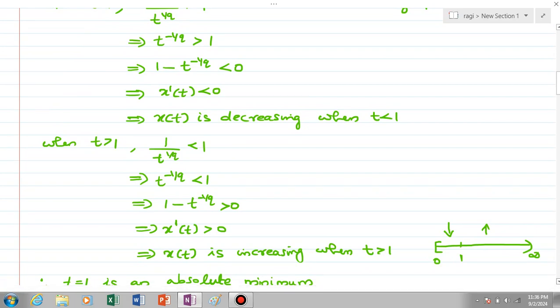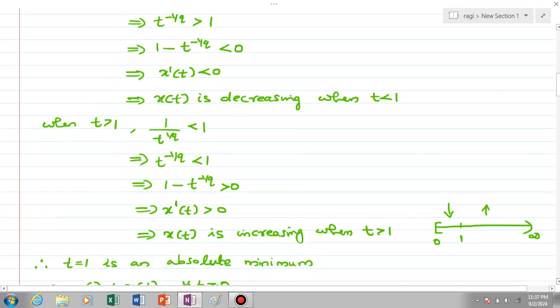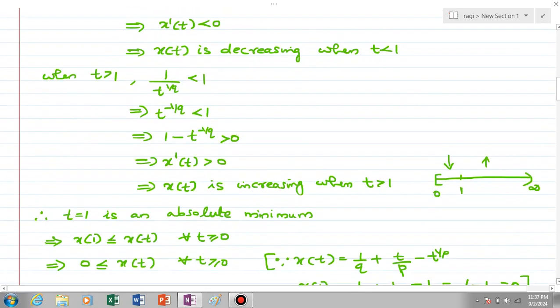On the right side, I have plotted the domain [0, infinity), and 1 is our critical point. On the left side we can see that the function is decreasing, and on the right side of 1 we can say that the function is increasing. So at the point t = 1, we have an absolute minimum. That is, t = 1 is an absolute minimum for the function x(t).